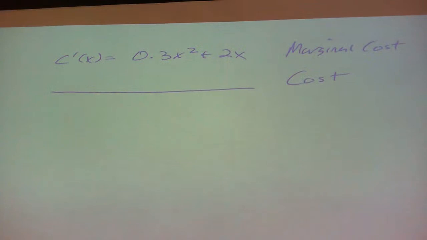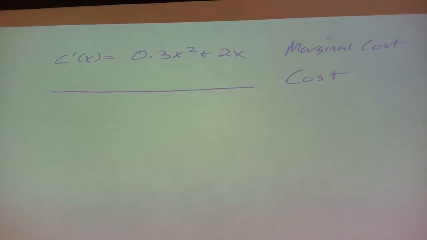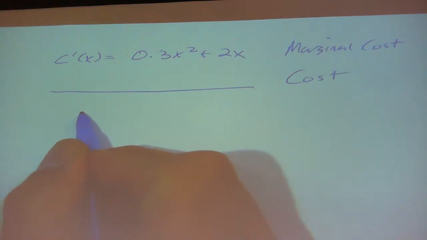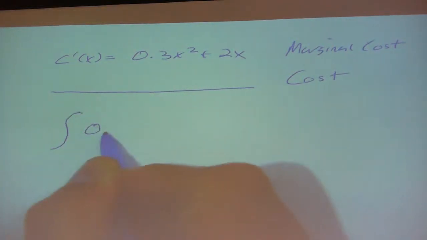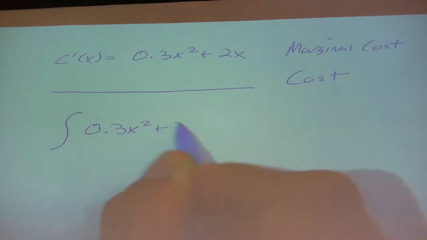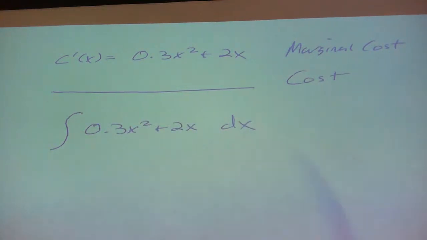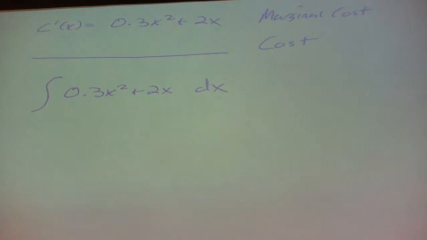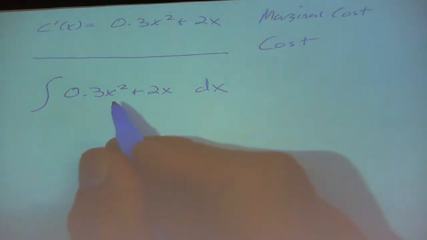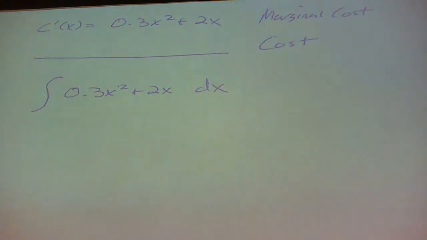So how do I go from marginal cost back to cost? What are we going to do? Take the integral. So the integral of 0.3x squared plus 2x dx. But let's stop, because I want you to do the whole thing now. So we're taking the integral. That's going to give me marginal cost or cost? Cost. But we have a problem. The problem is we're going to have a plus c.